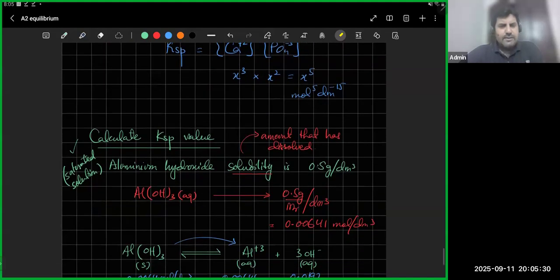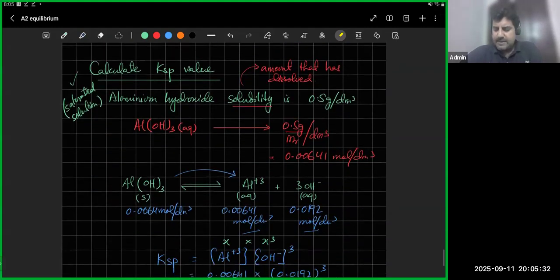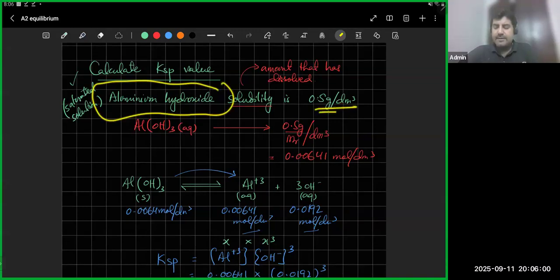I told you there were two questions that are going to come in the paper. One is that they will ask you to figure out what KSP is. We did one example, where they give us the solubility. I told you that solubility is the term used for the amount of salt that has already gone into the solution. If it says aluminum hydroxide is 0.5 grams, that's the solubility. That means that's already gone into the solution.